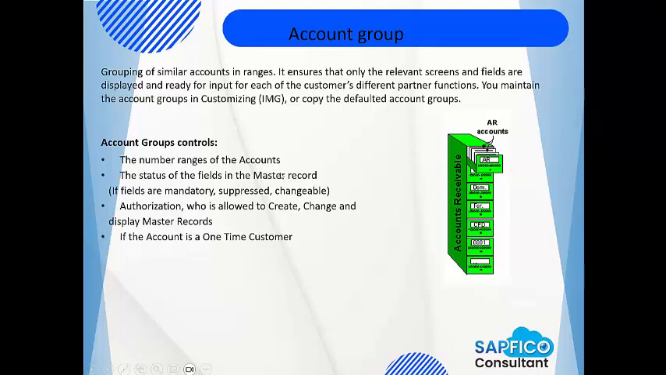So, the number range is assigned to the account group, and the status of the field, that is mandatory, suppressed, changeable, is defined at the account group level. Also, we can control authorization, who is allowed to create, change, and display master records, or whether the account is a one-time customer. That is also possible in the account group section. So we can create an account group for one-time customers. All the setup from the account group is defaulted into the customer master, and the number range is assigned to the account group.